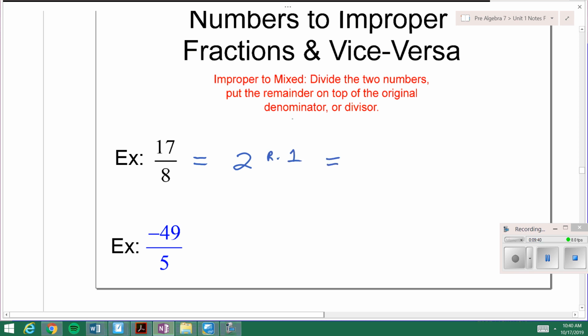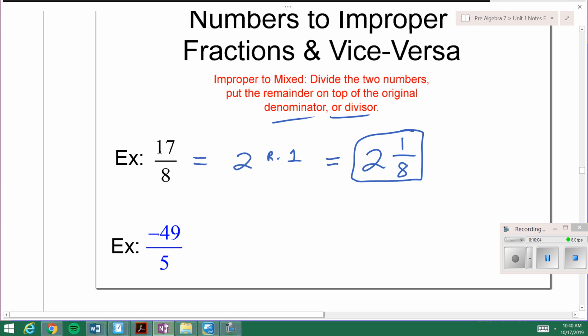So I'm going to put that remainder of 1 on top of the original divisor. All right? 2 remainder 1 is 2 1/8. 2 whole pizzas and 1 extra slice left over. Okay? No big deal. 2 1/8 going back to 17/8, you could say, well, 2 times 8 is 16 plus the extra 1 is 17, and they both work out to the same exact number.